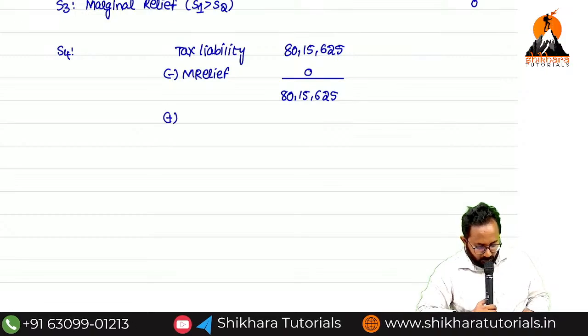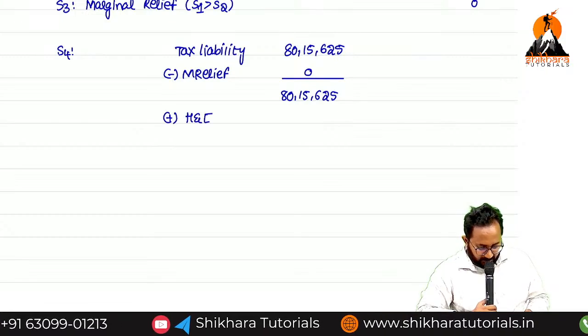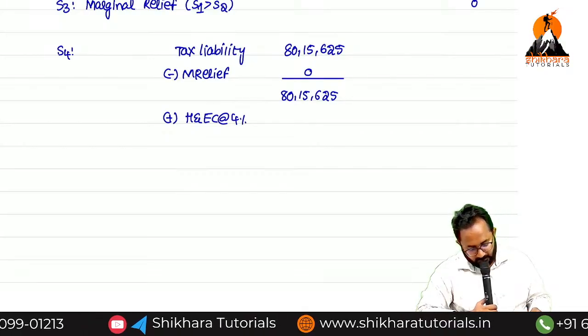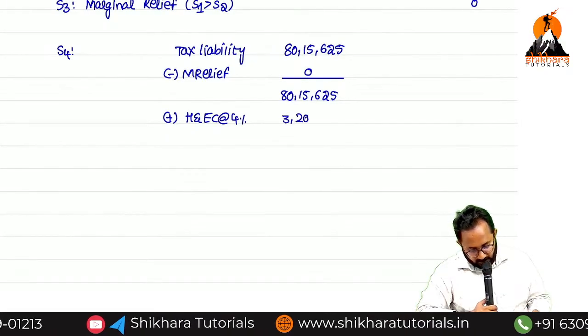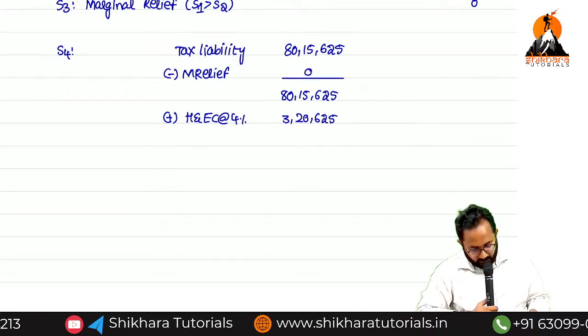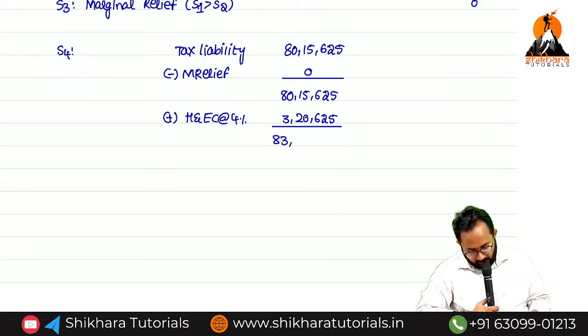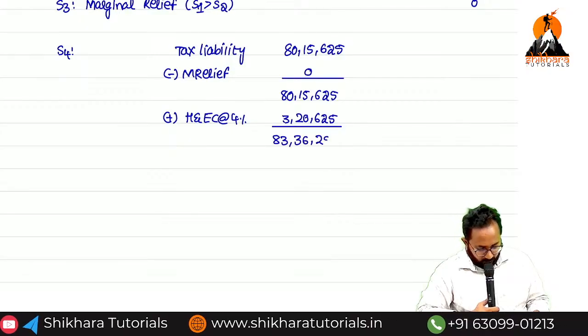For this, you add the last step in the tax computation, health and education cess. How much? 3 lakh 20,625. Total 83 lakh 36,250.